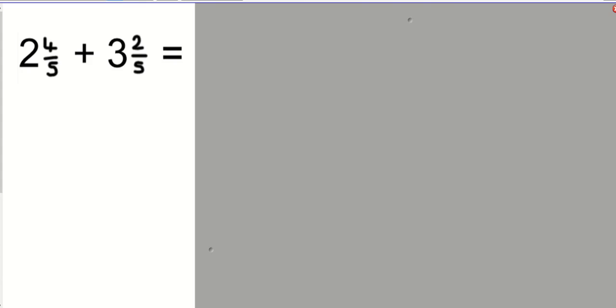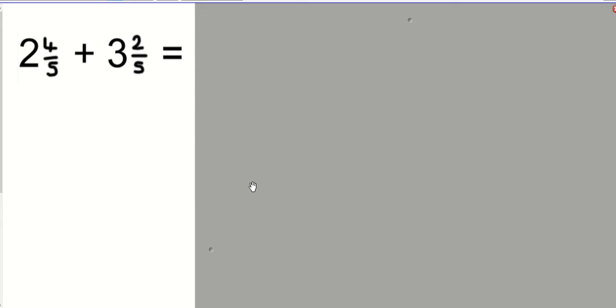Okay, so the first question today is a fraction question. It's taken that learning from Monday and what you practiced yesterday a little bit further on. So we've got 2 4/5 add 3 2/5. Again, we've got fractions that include wholes and parts of wholes, but we're really lucky that the denominators, the bottom numbers, are the same, which makes it far less complicated.